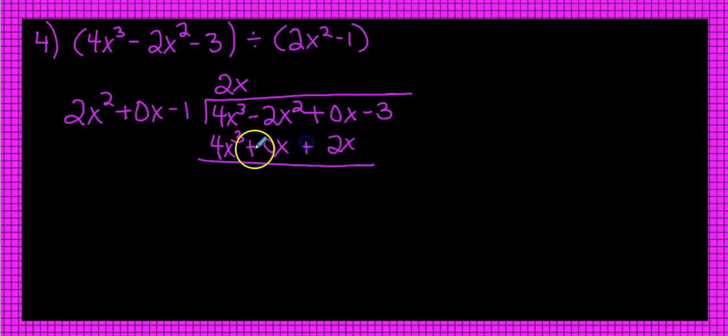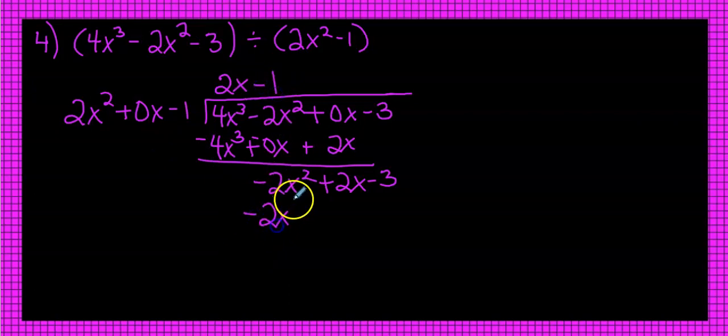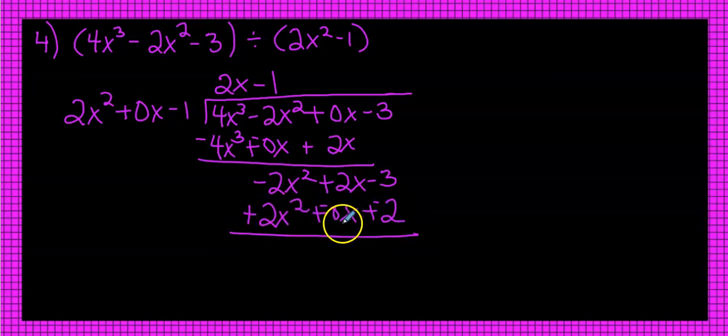Okay, let's change all these to the opposite. Negative 0x doesn't change anything, but let's see, that's going to be negative 2x squared. And that's plus 2x. And bring down that minus 3. Okay, that goes negative 1 times. Negative 1 times 0. And then negative 1 times negative 1. Change everything down here to the opposite. And combine, this is going to be 2x minus 5.